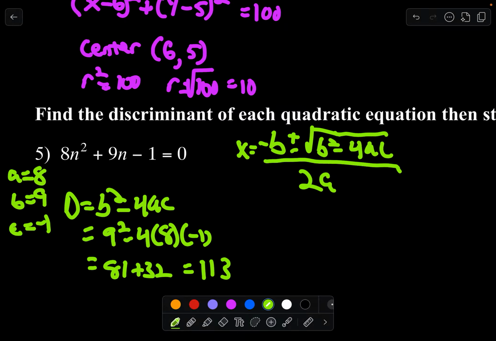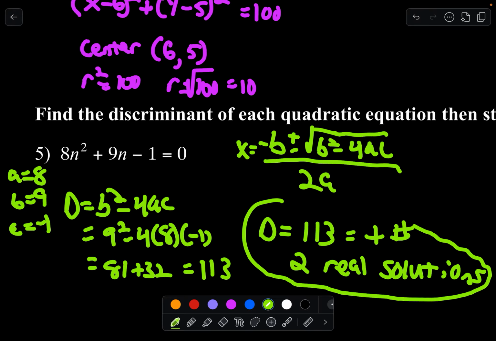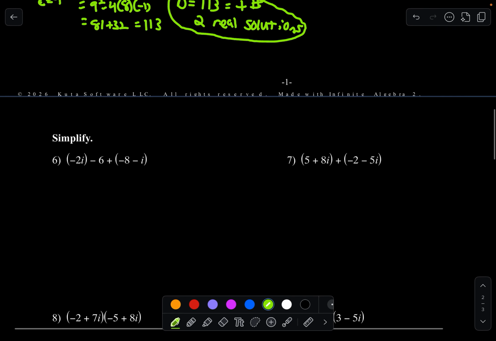So the discriminant d is equal to 113, which says that since d is a positive number, we have 2 real solutions. And that's how you answer that. It's not too hard. All right, that was question 5.